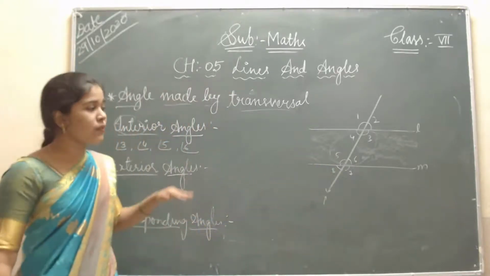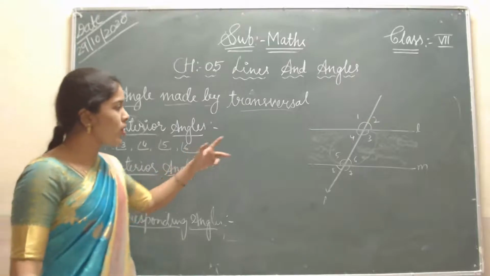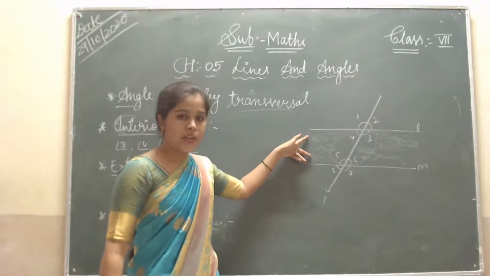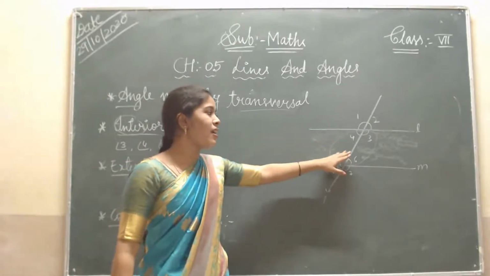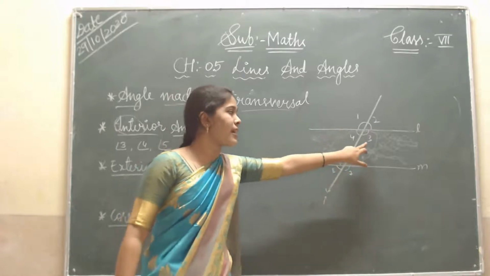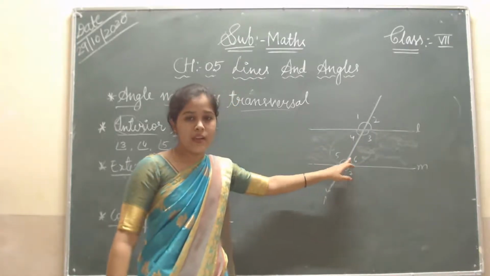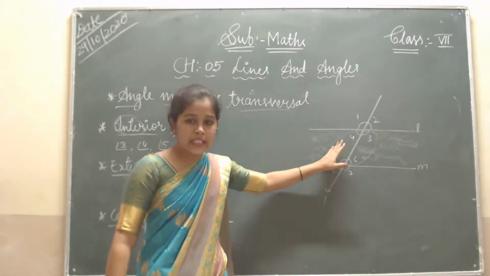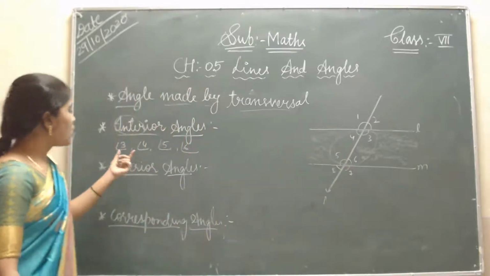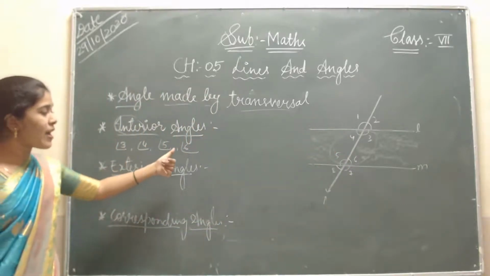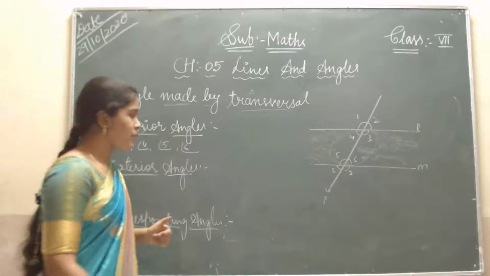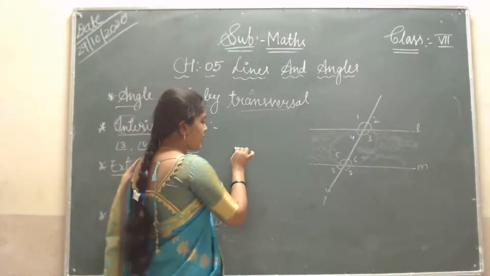Interior means inside of this diagram. Here there are 2 lines. Inside these 2 lines there are 4 angles, 3, 4, 5, 6. So these are interior angles. So angle 3, angle 4, angle 5 and angle 6 are interior. Let's take another example.